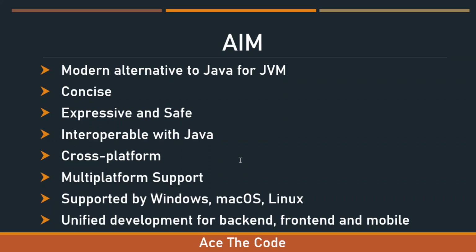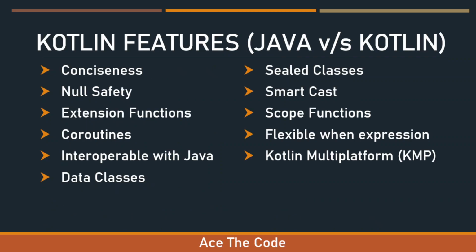Another aim was to have unified development for backend, front-end, and mobile application development. With this aim, engineers at JetBrains introduced a new programming language called Kotlin, and there are various features of the Kotlin programming language. So the first feature is conciseness. We have to write less amount of code as compared to other programming languages whenever it comes to writing a program. There are many features which make Kotlin a concise language.